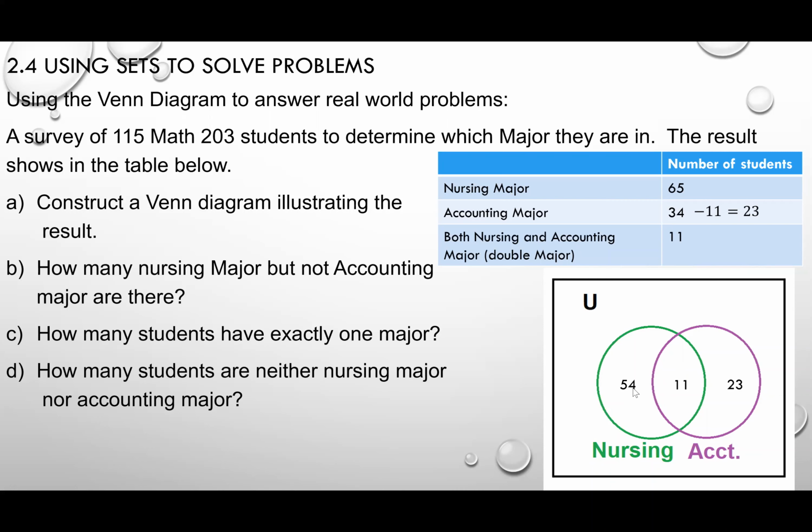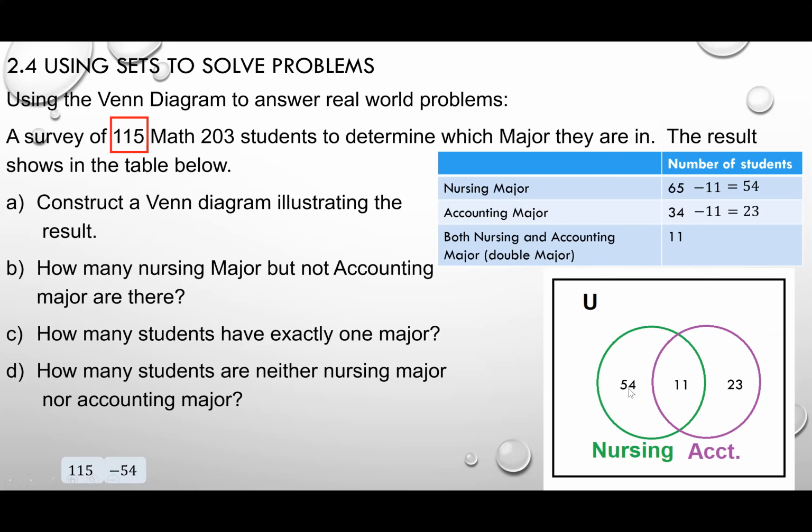But we are not done. Why are we not done? Because what do they tell us? They tell us that the total number of students in this survey is 115. How many people have I already accounted for? Do you agree that I need to take this 115 minus the 40?